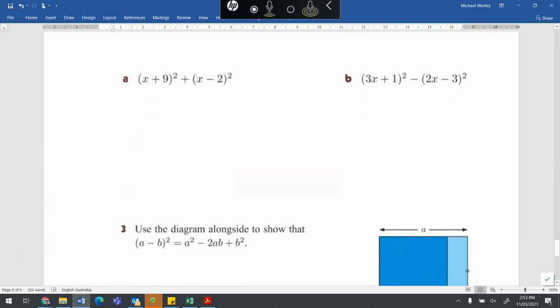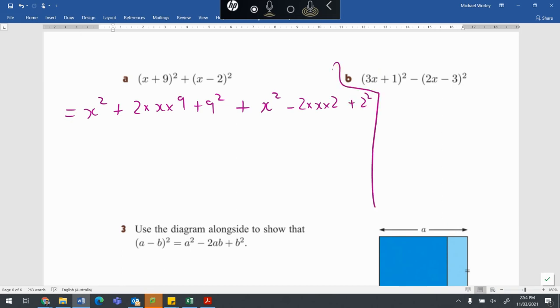All right, this one here. So we would need to expand each of these out. And then do the same thing for that second one. Take 2 times x times 2 plus 2 squared. And then we'd need to simplify it.